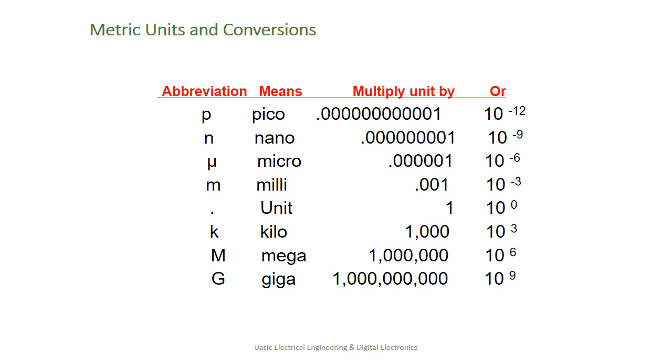Pico is nothing but 10 raised to minus 12. Nano is nothing but 10 raised to minus 9. Micro is nothing but 10 raised to minus 6. Milli is nothing but 10 raised to minus 3. Kilo is nothing but 10 raised to 3. Mega is nothing but 10 raised to plus 6. And giga is nothing but 10 raised to plus 9.